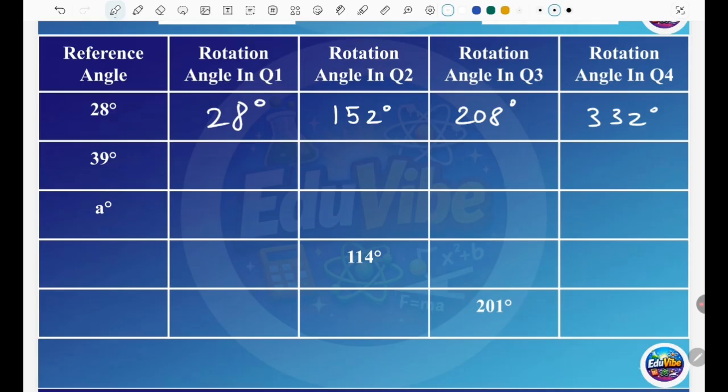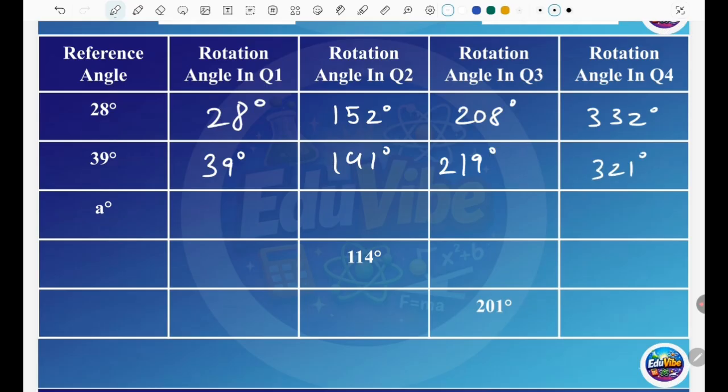You will get 332 degrees. For the next one, quadrant 1 is 39 degrees. Then 180 degrees minus 39 degrees, you will get 141. Then 180 degrees plus 39 degrees, you will get 219 degrees. Then 360 degrees minus 39 degrees, you will get 321 degrees.